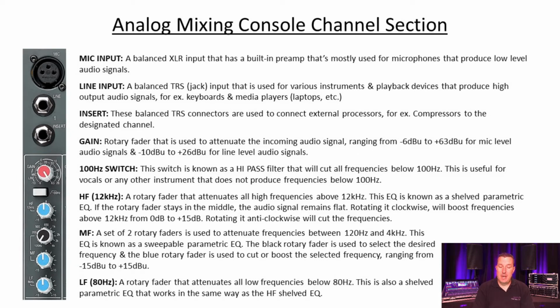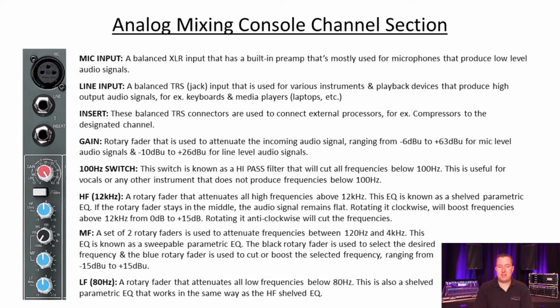The HF, or high-frequency 12 kHz rotary fader, is a rotary fader that attenuates all high frequencies above 12 kHz. This EQ is known as a shelved parametric EQ. If the rotary fader stays in the middle, the audio signal remains flat. Rotating it clockwise will boost the frequencies above 12 kHz from 0 dB to +15 dB. Rotating it anti-clockwise will cut the frequencies from 0 dB to -15 dB.